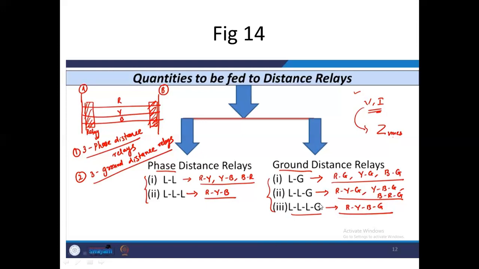So far, at this point at bus A, if I want to protect the single circuit transmission line, then along with three phase distance relays, we also need three ground distance relays. Okay, so that means if I want to protect a single transmission line, then I need a total of six distance relays, three phase relays and three ground relays at one bus.